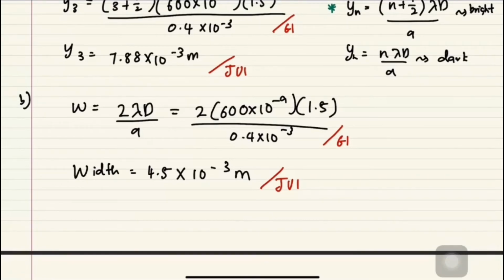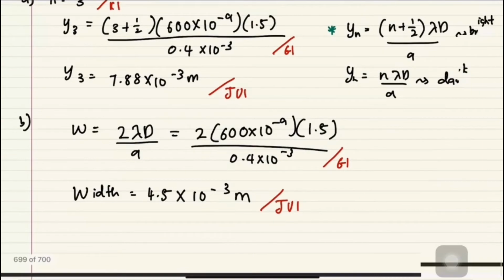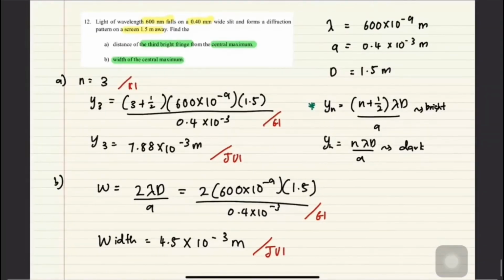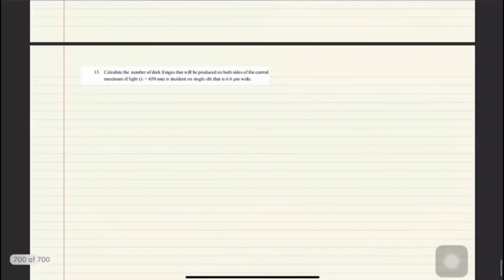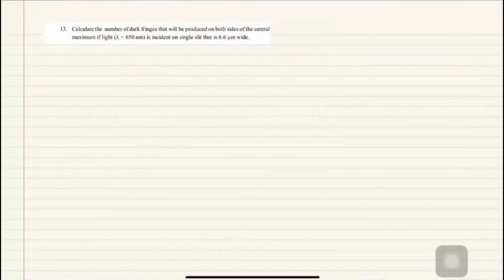Okay, any question for this question 12? Senang kan? Final question. No, sir. Alright. Let's try to look at question number 13. Calculate the numbers of dark fringes that will be produced on both sides of the central maximum, if light lambda equals to 650 nanometer is incident on single slit that is 6.6 micrometer wide. Okay, so dia suruh cari numbers of fringe.